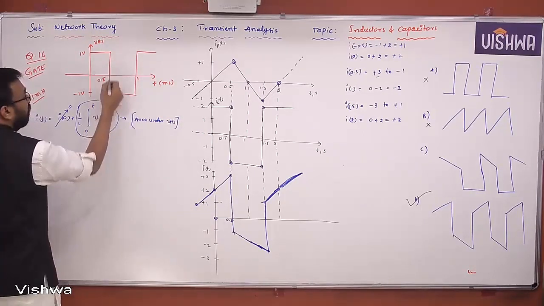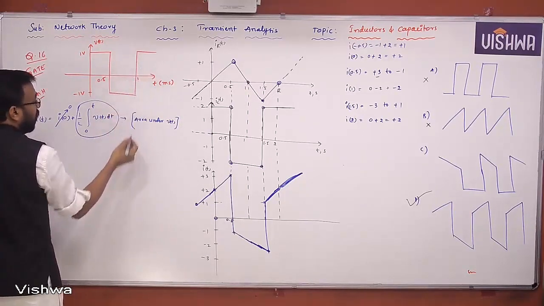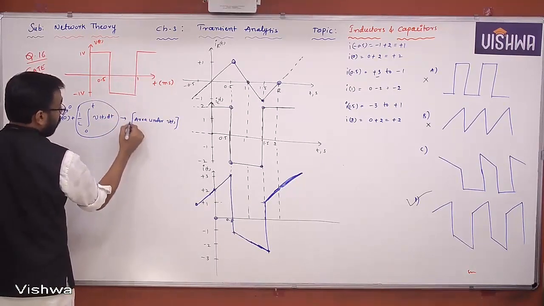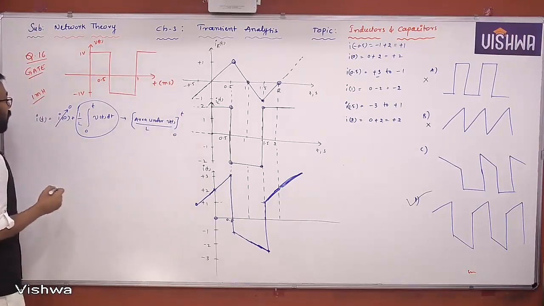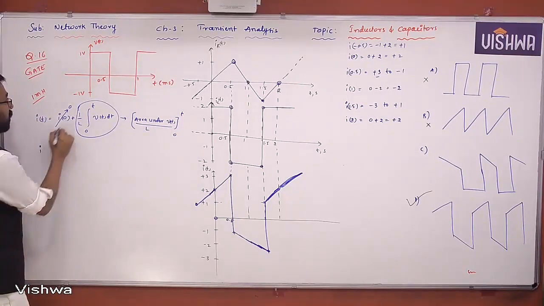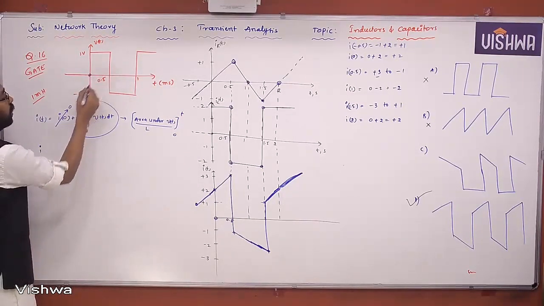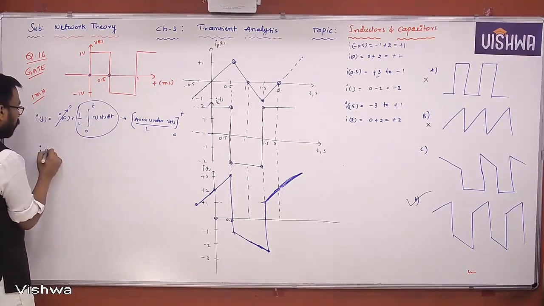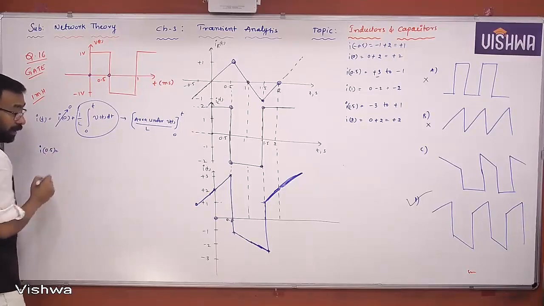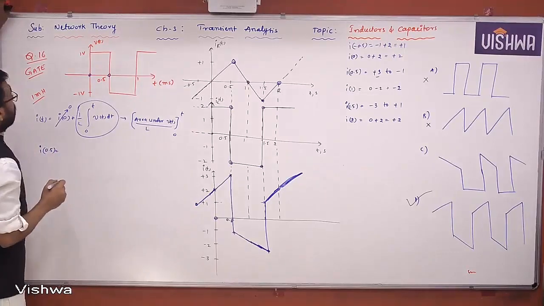But since we have a well-defined square waveform, we can easily find the area, divided by L from 0 to t. That's it. So how do you find the current? Now let us find the current at 0.5. At 0 we already know it. If you find it at 0.5, what will you get?